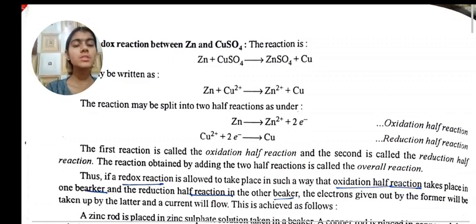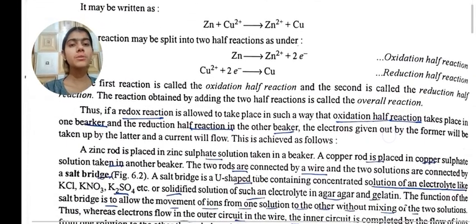Thus, if a redox reaction is allowed to take place in such a way that the oxidation half reaction takes place in one beaker and the reduction half reaction in the other beaker, the electrons given out by the former will be taken up by the latter and a current will flow. This is achieved as follows. A zinc rod is placed in zinc sulfate solution taken in a beaker. A copper rod is placed in copper sulfate solution taken in another beaker. The two rods are connected by a wire and the two solutions are connected by a salt bridge.